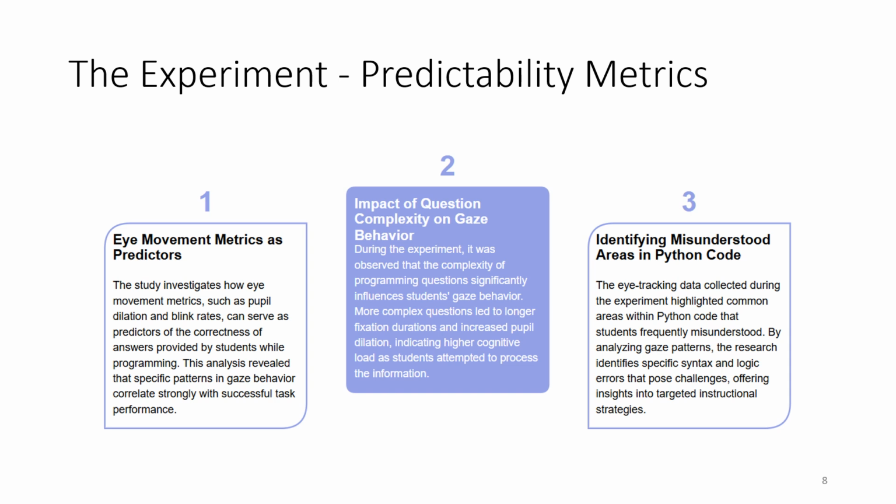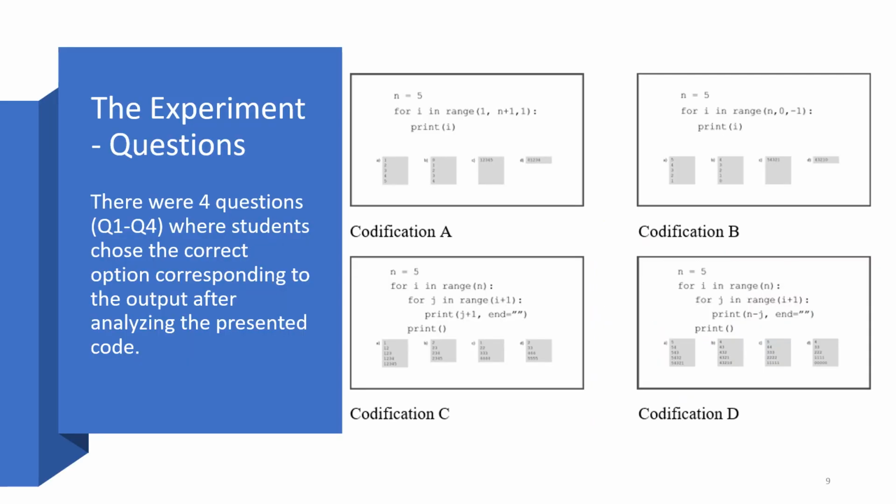Identify misunderstood areas in Python code. The eye tracker data collected during the experiment highlight common areas within Python code that students frequently misunderstood. By analyzing gaze patterns, the research identifies specific syntax and logical errors that pose challenges, offering insights into targeted instructional strategies.